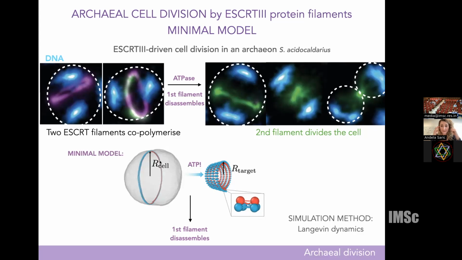And then to model this idea, when ATP is consumed, that the bottom filament is gone and the top one wants to go to smaller radius of curvature, we suddenly change the radius of curvature of this filament from a large to a small value, which is what we do by adjusting the bonds between these beads.